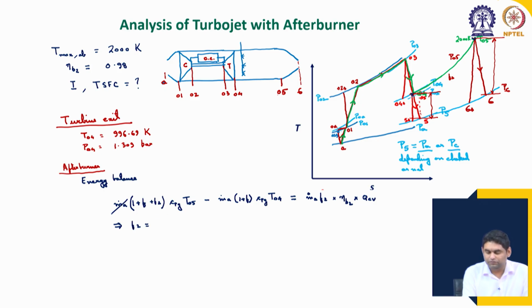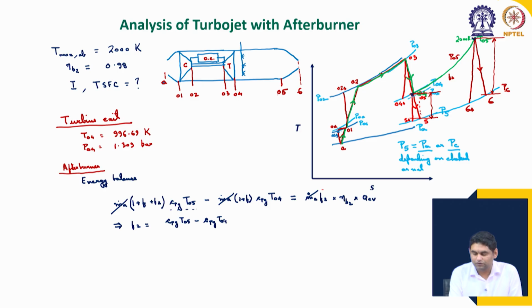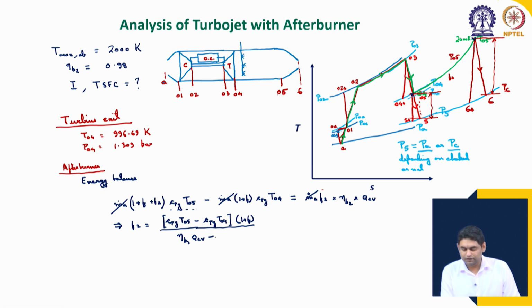So, F2 comes out to be equal to, the mass flow rate gets cancelled, the expression is CPG T05 minus CPG T04, whole thing multiplied by 1 plus F. We are taking all the F2 terms to one side and all the other terms to the other side. This is divided by eta B2 times calorific value QCV minus Cp of gas times T05. You can rearrange the terms and you will get this expression.